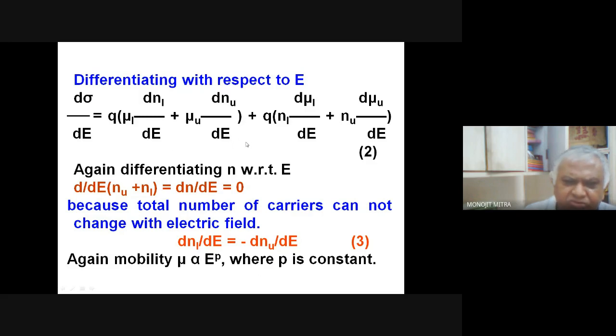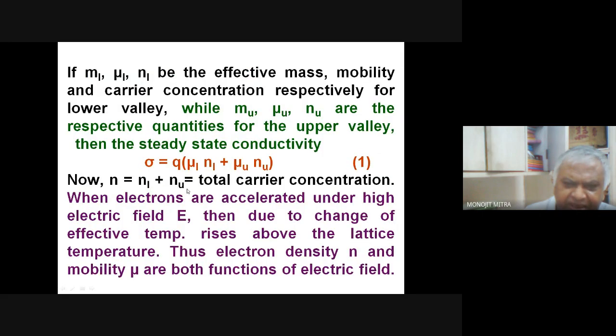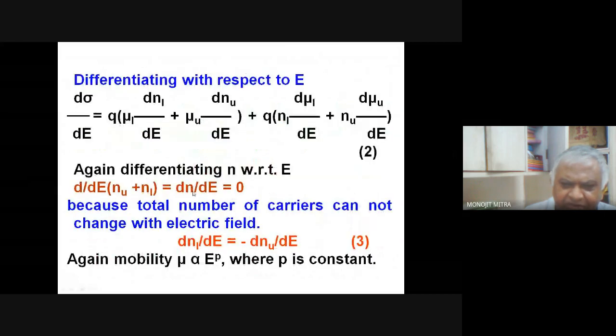But now, as I told you, here I'm going to show you that if we now differentiate this number of carriers, upper valley plus lower valley, that means the total number of carriers in the conduction band, with respect to E, that means dn by dE, because I told you in your previous lecture that you have seen n is nl plus nu. If you take dn by dE, meaning d by dE of nl plus nu, that I have written over here, that is equal to 0. Why 0?